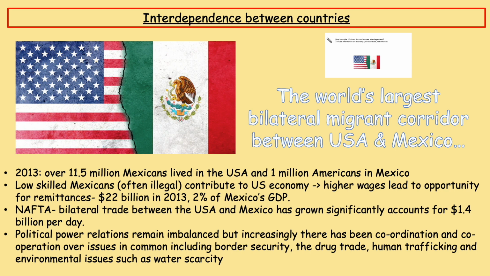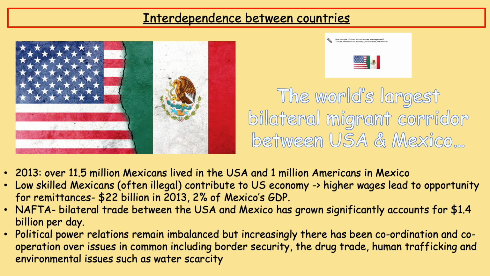So now you've looked at the policy of the USA, the migration policy. Well, how does that influence interdependence between countries? So the best example here to look at, and that I've asked you to look at, is the world's largest bilateral migrant corridor between the USA and Mexico. So in 2013, over 11.5 million Mexicans lived in the USA and 1 million Americans in Mexico.